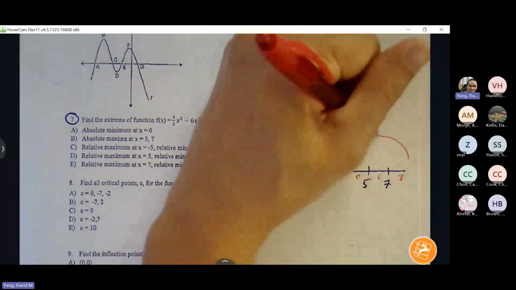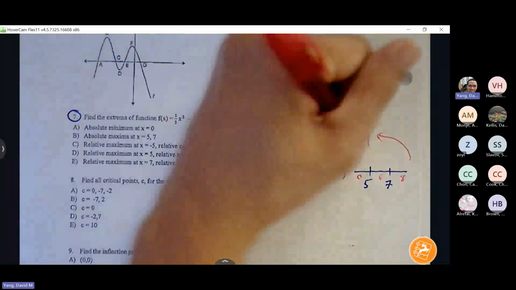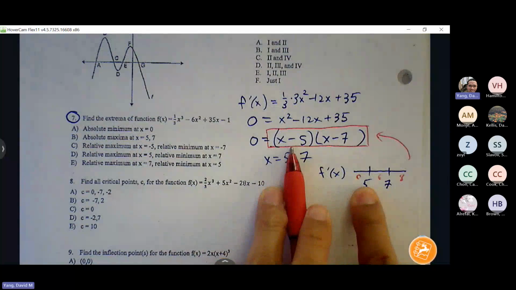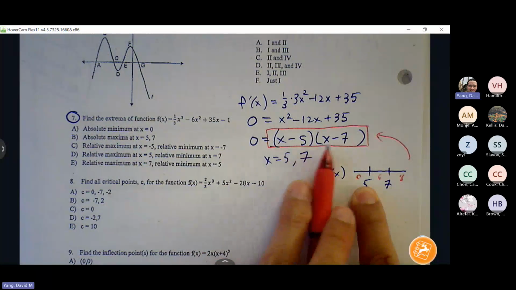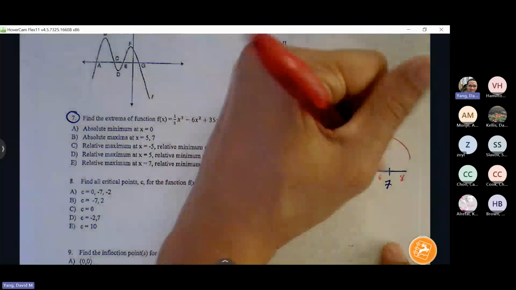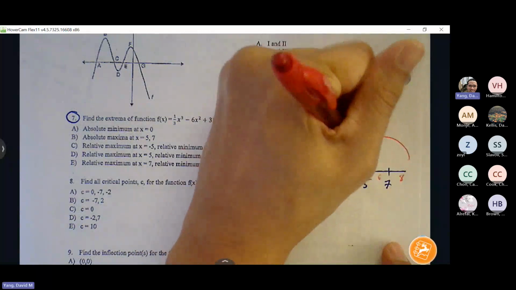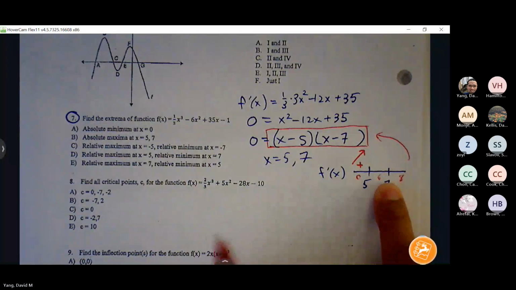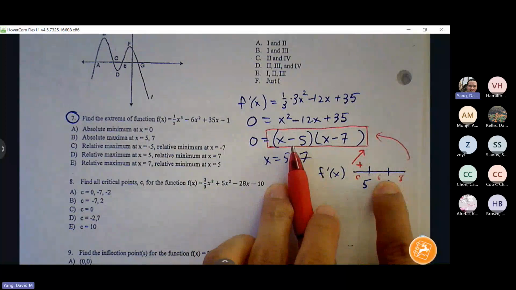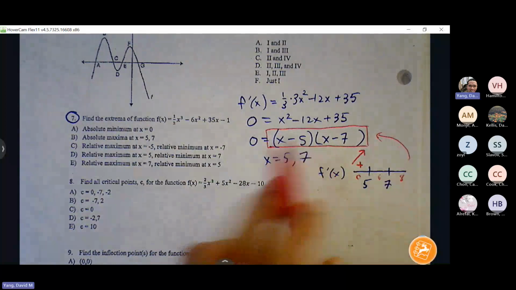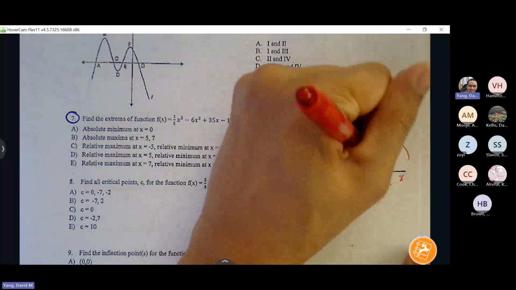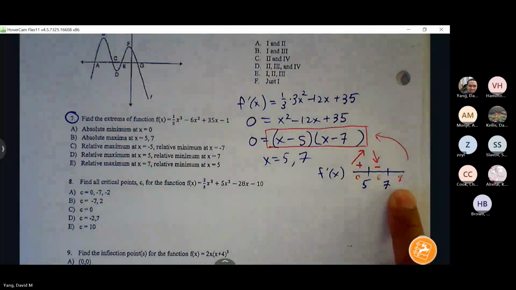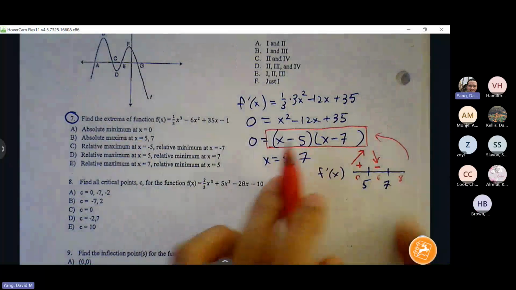They all get inserted into the f prime function. 0 minus 5 is negative. 0 minus 7 is negative. 2 negatives makes positive. And then my graph is rising. Okay, plug in 6. 6 minus 5 is positive. 6 minus 7 is negative. Positive and negative gives me negative. Positive times positive is positive.